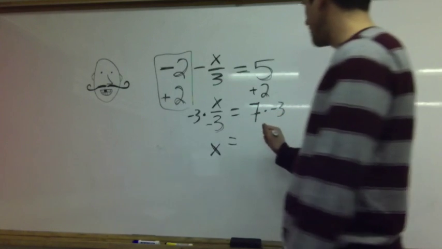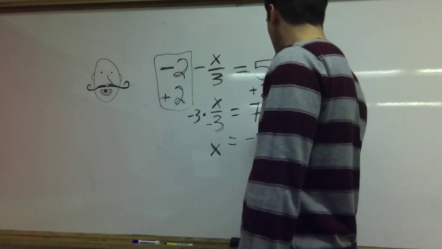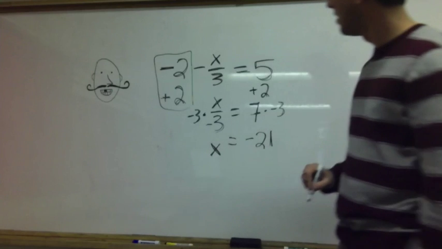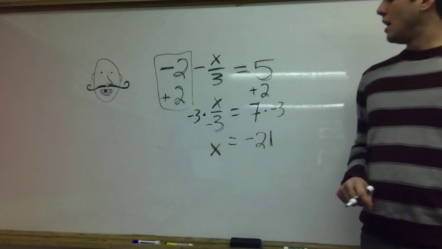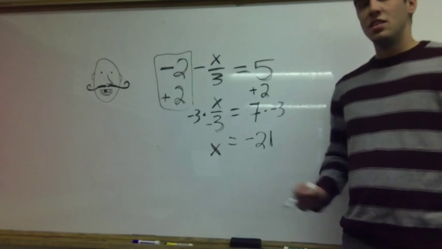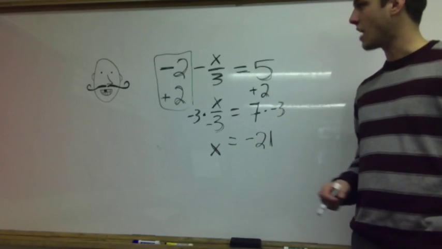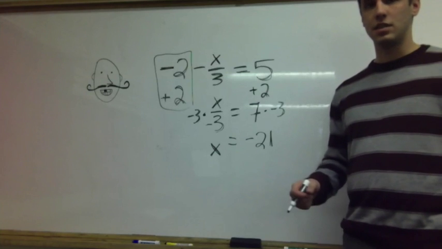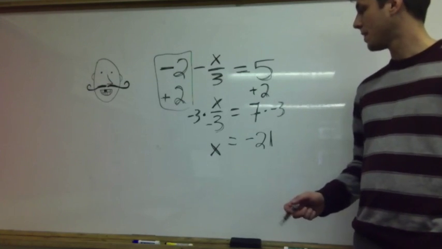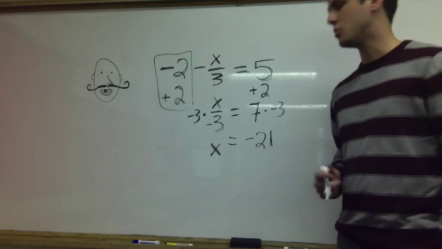7 times negative 3 is going to be negative 21. And Ferdinand, is that right? He's going to check his work. Oh, you're checking your calculator? Okay. He's checking his calculator. And he agrees. X equals negative 21.